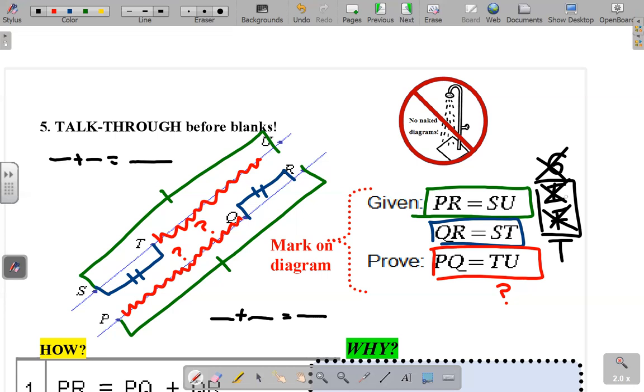Talk. So, you two, the greens are equal. Yeah, and you two, the blues are equal, so we can assume that those are equal to the print. Fingers on the diagram. Talk it through.